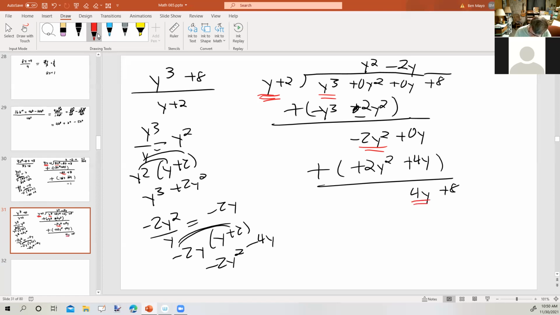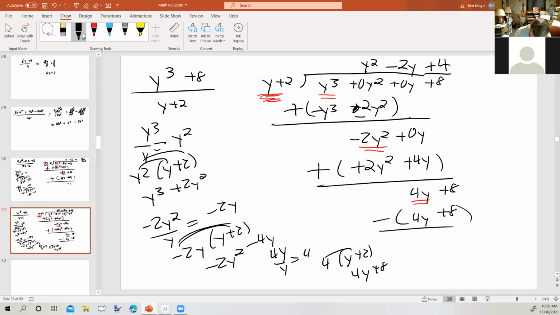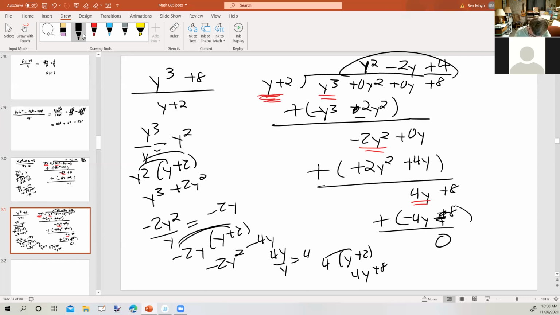Divide the leading term inside by the leading term outside. 4y divided by y is 4. And so we get what? 4 times y plus 2, 4y plus 8, 4y plus 8. Subtract that, change it to addition of the opposite. We get 0. So there's your answer with no remainder.